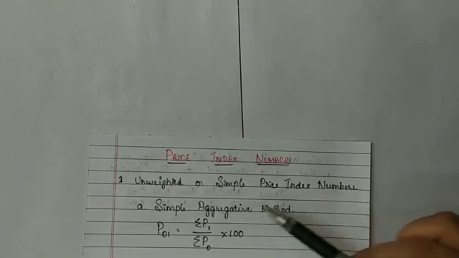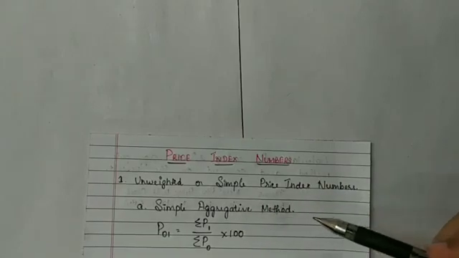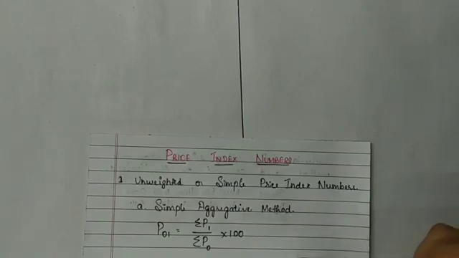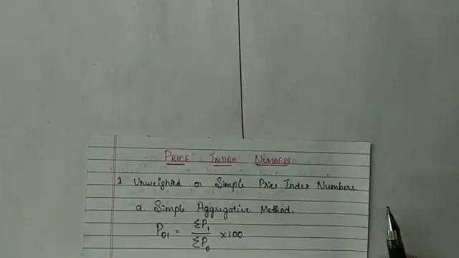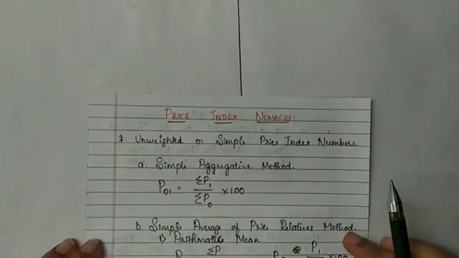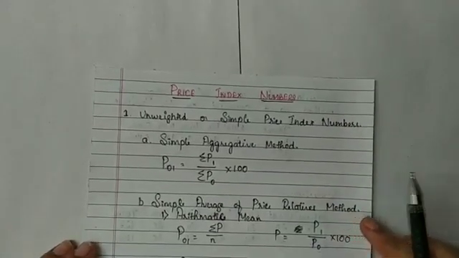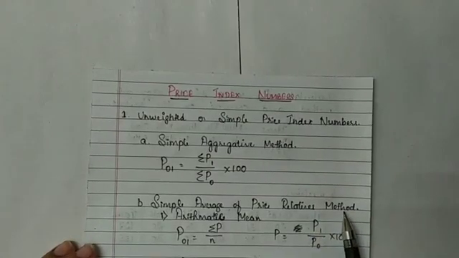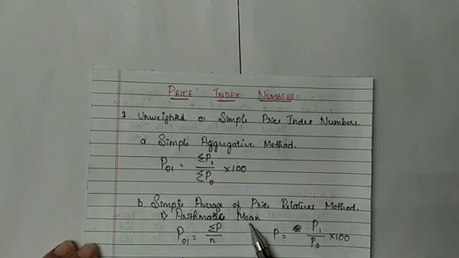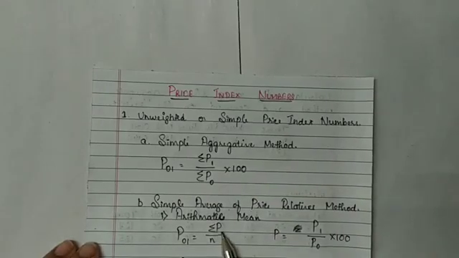Under unweighted, two types are there. The first one is the simple aggregative method. In that, the formula is P01 is equal to summation P1 divided by summation P0 multiplied by 100. And the second one is the simple average of price relative method. In that there are two types: arithmetic mean and geometric mean. Arithmetic mean is calculated as P01 is equal to summation P divided by N.